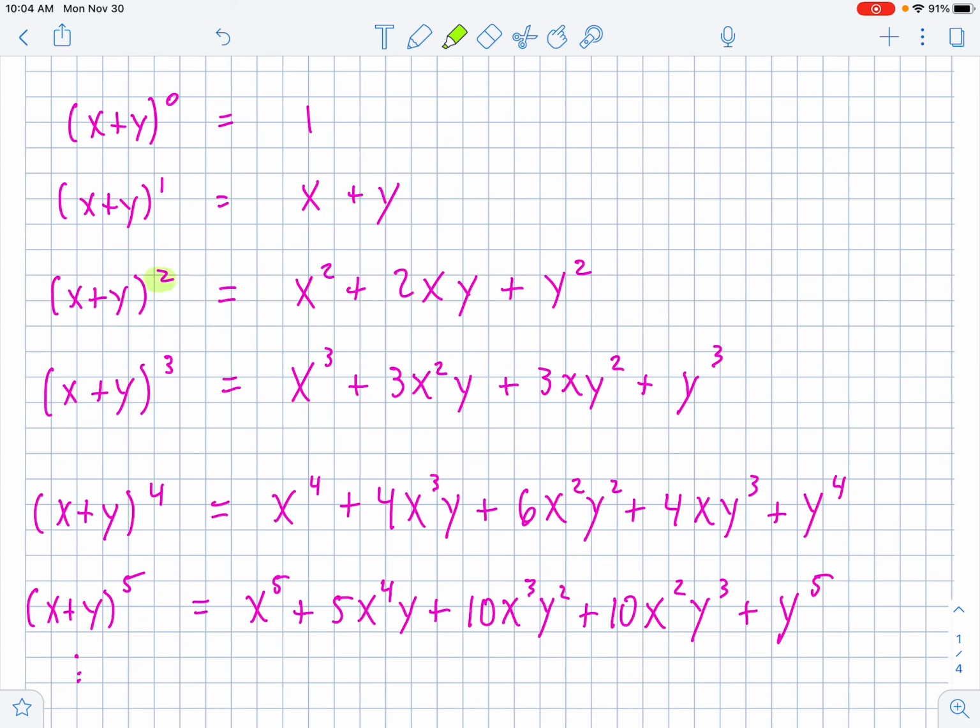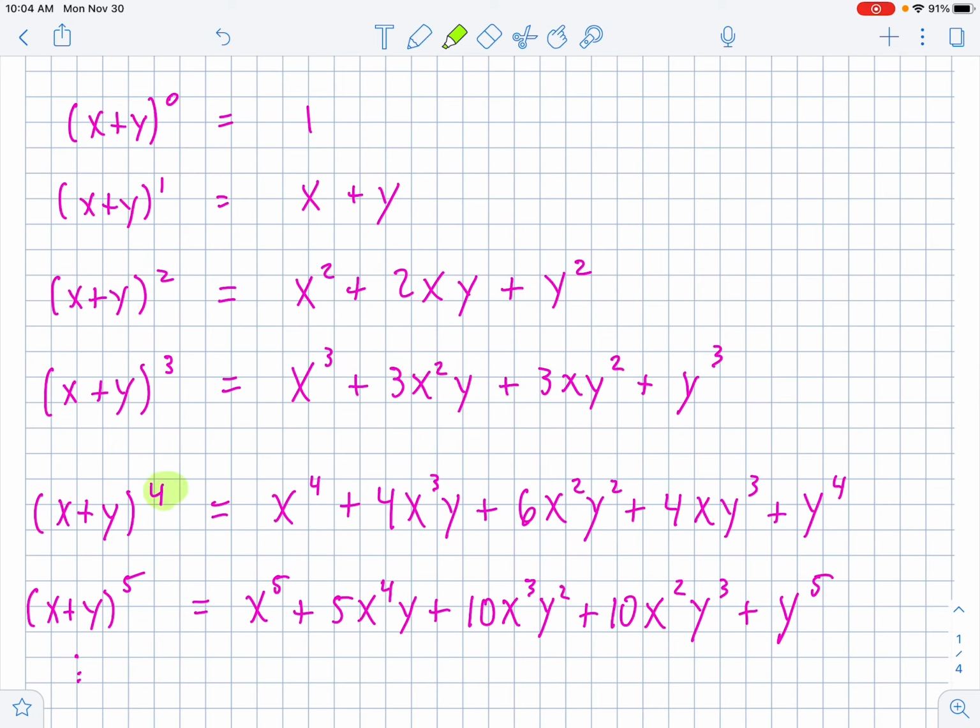If you square x plus y, you could FOIL. We've done a lot of those, and you get x squared plus 2xy plus y squared. If you cube it, we just did that. We got x cubed plus 3x squared y plus 3xy squared plus y cubed.